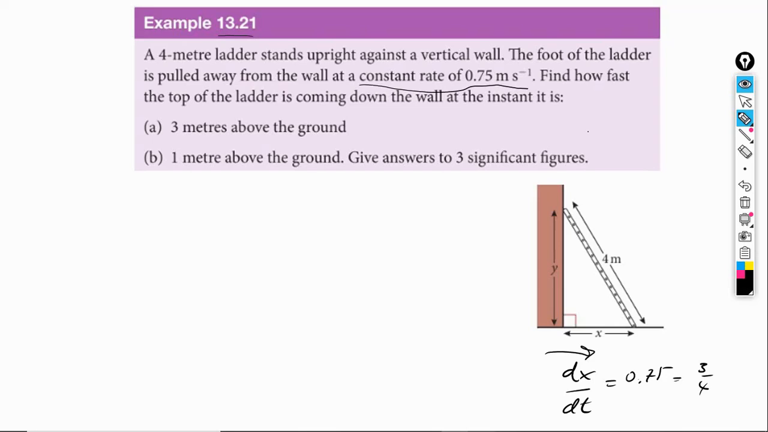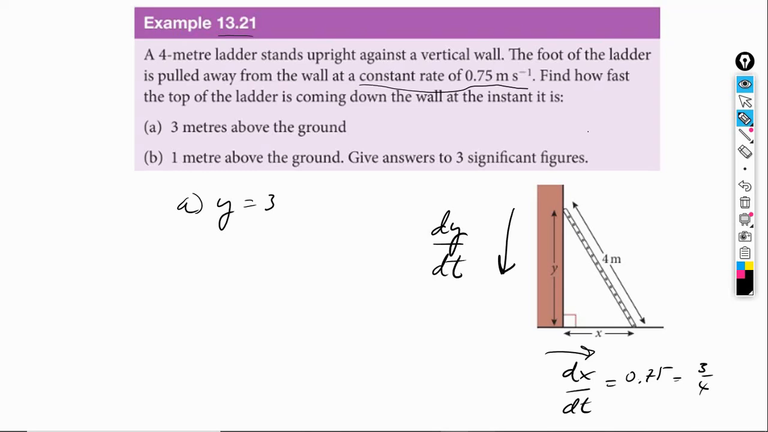So the question is, find how fast the top of the ladder is coming down the wall at the instant it is A, 3 meters above the ground. So we're going to do A, 3 meters above the ground. That's when y equals 3. But they want us to find the rate of change of y. So that would be differentiation of y in terms of time.